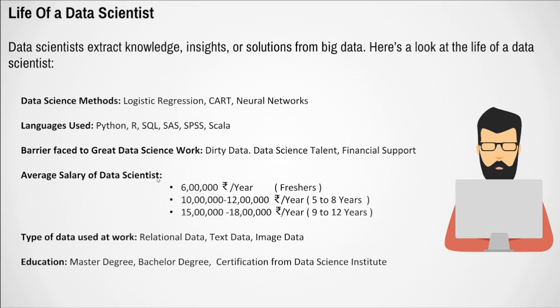Now, the type of data that is used by data scientists is relational data, text data, and image data. What's the education of a data scientist? Master's degree, bachelor's degree, and certification from a data science institute, or I will include PhD in this also. Earlier there was a myth that only people who have a PhD can become data scientists. That's not true. I've seen people who are not even from an engineering background coming and joining the data science field and having very successful careers. So there is no barrier on the education side. It doesn't matter which background you are from, if you can do some data science courses from a good institute, you are ready to join the data scientist field.